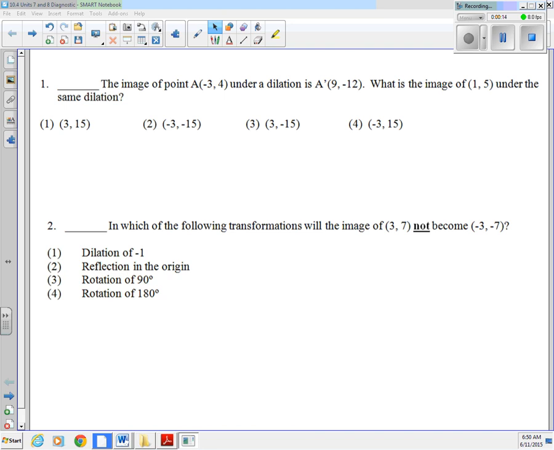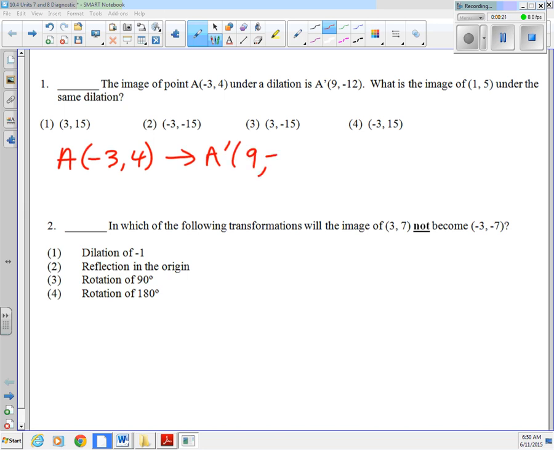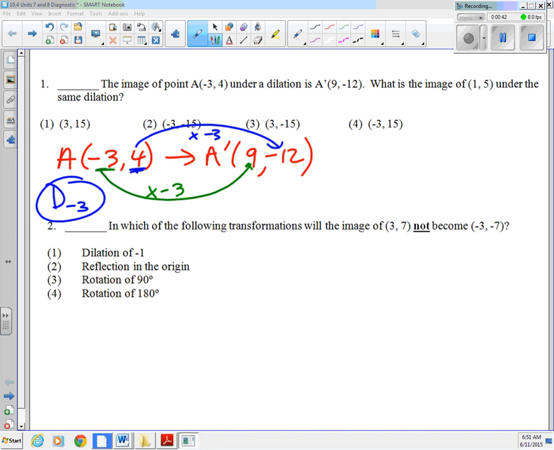So first things first, we have to look at the dilation that goes from A to A prime. A dilation is a multiplication operation. So I'm looking and saying, all right, -3 times -3 gives you 9. And I'm saying to myself, 4 times -3 gives me -12. So my dilation scale factor is -3. And I have to apply that to (1, 5).